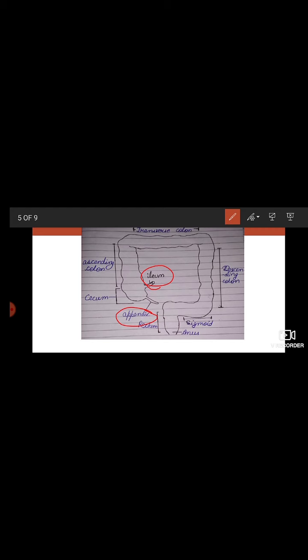Now, here you can see the sigmoid is also there. The sigmoid is a part of the colon, it is S-shaped in structure. Its function is to store fecal waste until it is ready to leave the body, and its name is derived from the Greek letter sigma, which is like this: sigma, not like this. Like this.